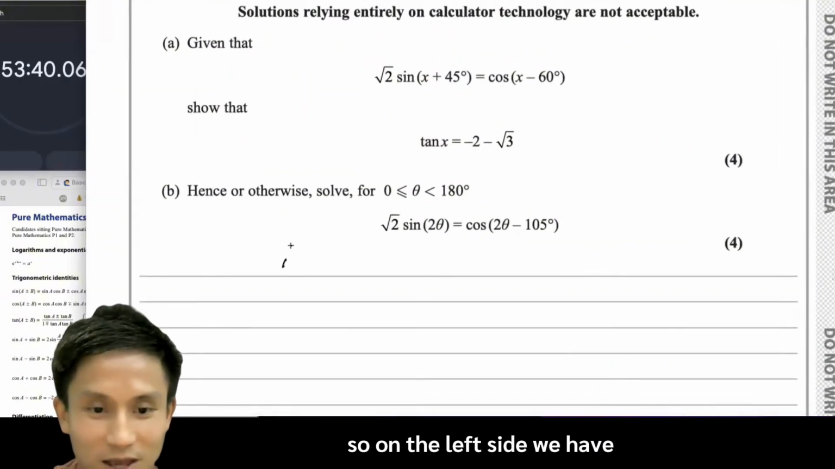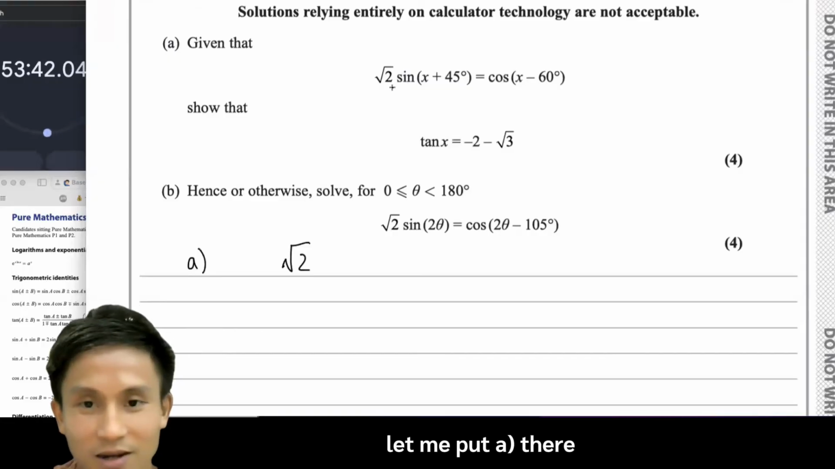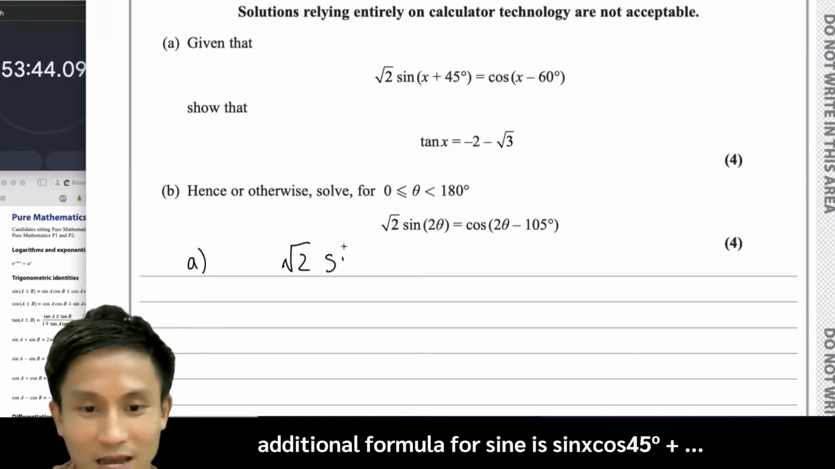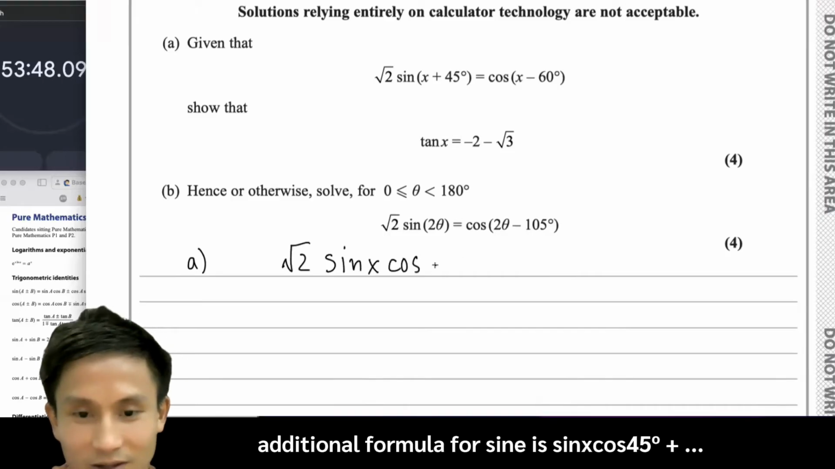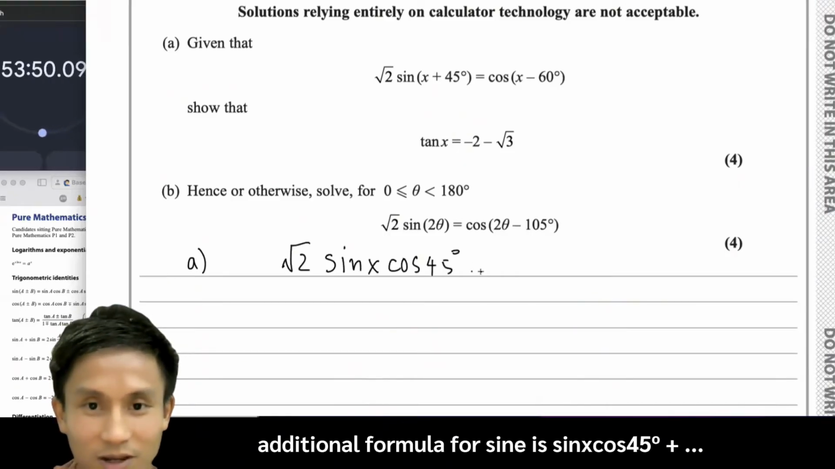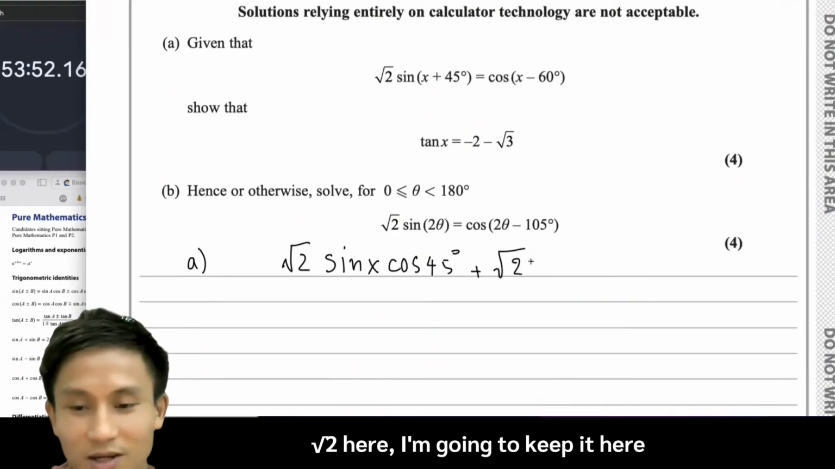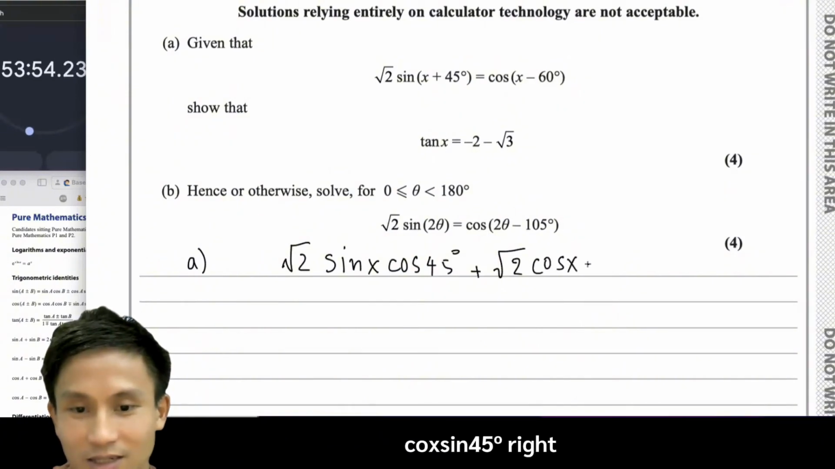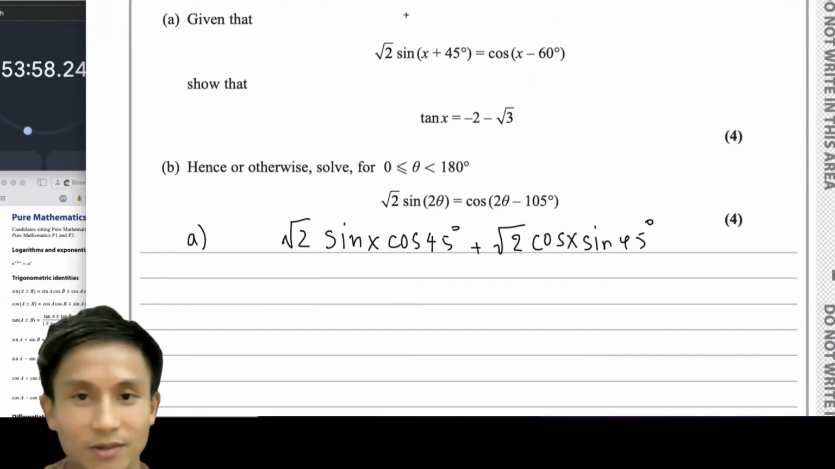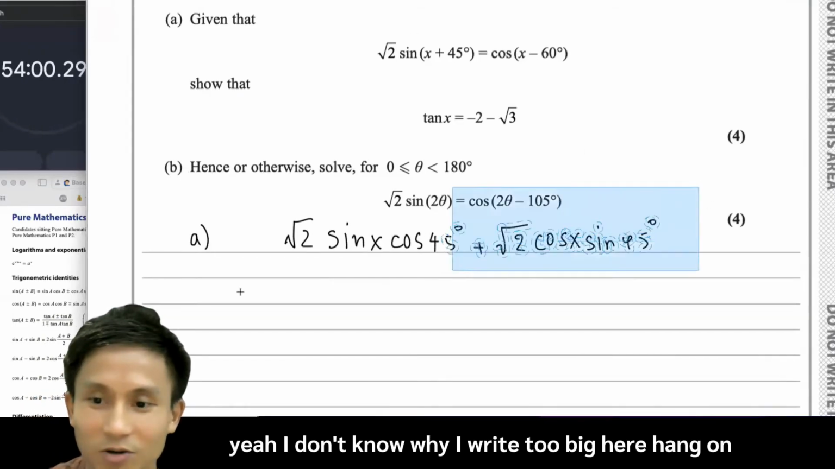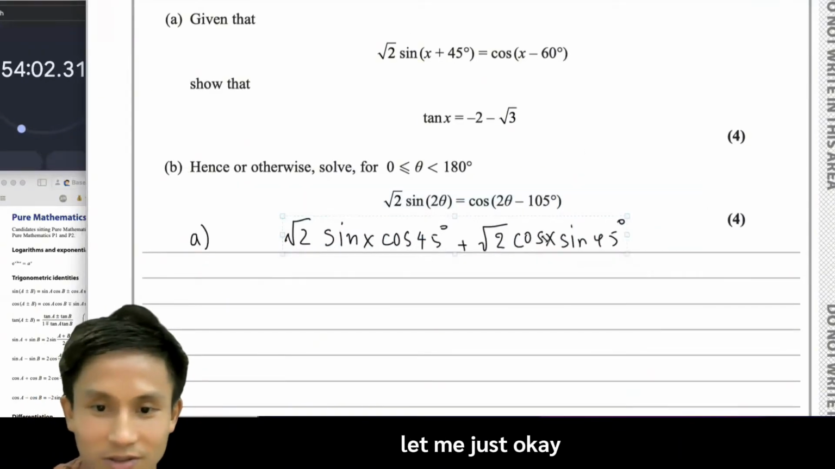So on the left side, let me put A there. The addition formula for sine is sin x cos 45 plus root 2 here. I'm going to keep it here. cos x sin 45, right? Yeah. I don't know why I write too big here. Hang on. Let me just, okay.